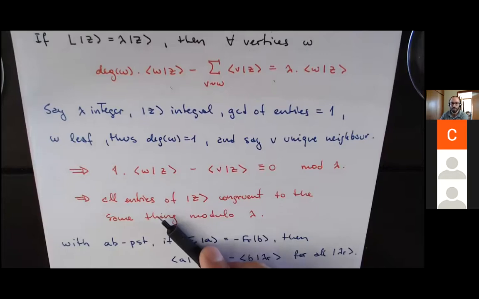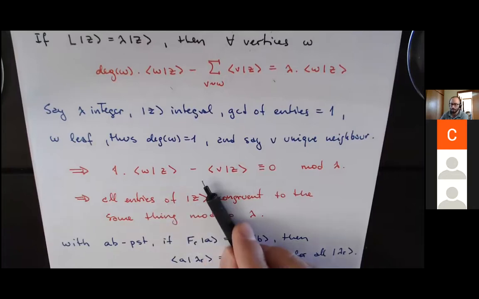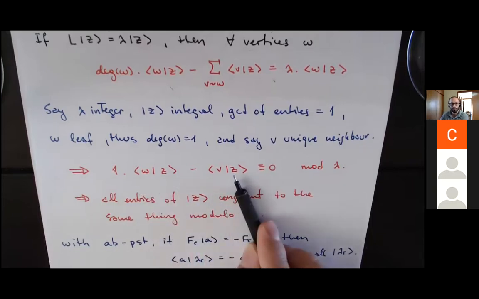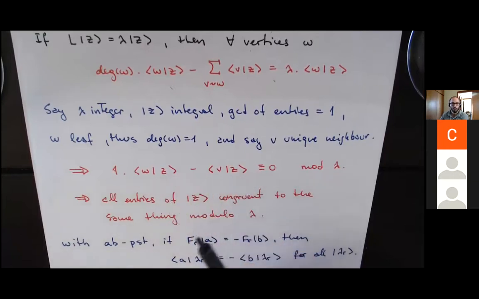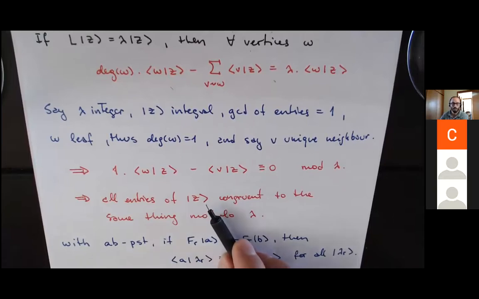Because you can simply keep pruning leaves and repeating this argument. So you find a leaf, you find this thing, you find another leaf, you keep going, and eventually you can show that all entries of ket z are congruent to the same thing modulo lambda. In particular, they cannot be all congruent to 0 modulo lambda because the GCD of the entries is equal to 1. So they're all congruent to something non-zero modulo lambda. Okay?